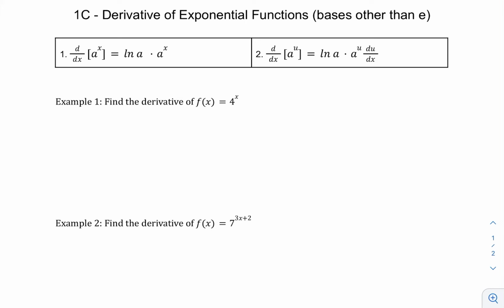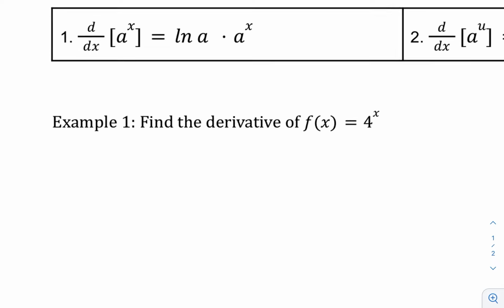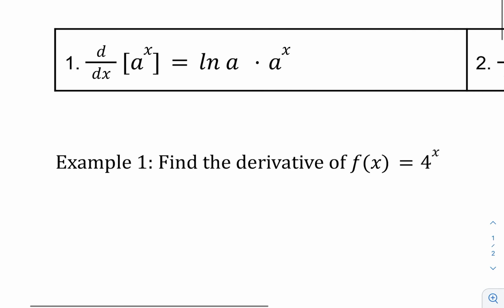Okay, so we're going to take a look at the derivatives of exponential functions when they have bases other than e. So in this case, it could be like 2 to the x power, 3 to the x power, 15 to the x power, just something other than e. Now, the reason why that's important is when we're taking the derivative of something to the x power, the derivative is the natural log of the base times that same expression.